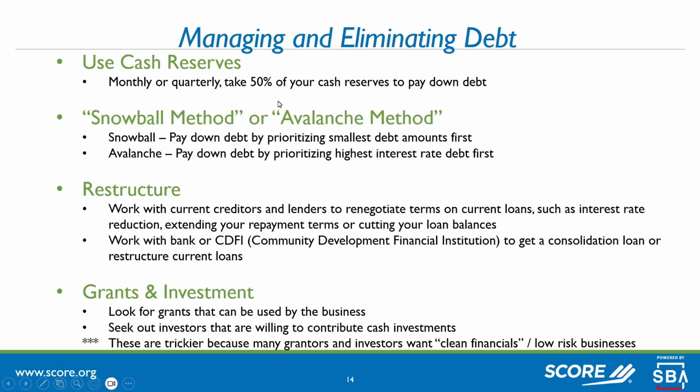So start putting money in your cash reserves into a separate savings account. And then once a quarter, take 50% of that and put it towards paying down that debt. And this is on top of regular monthly payments, right? So if you have a loan or even a credit card, you typically are making a payment on that every month. But this would be on top of that. This would be an additional payment just to eliminate that debt.